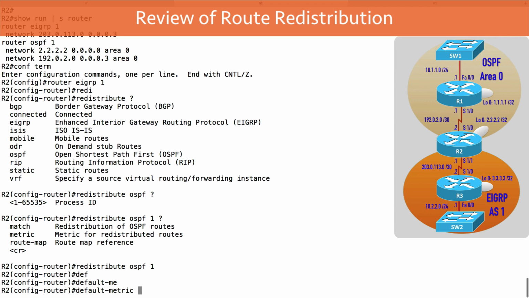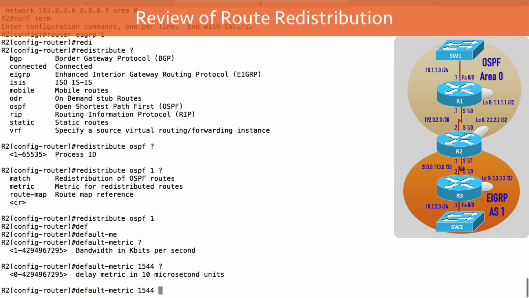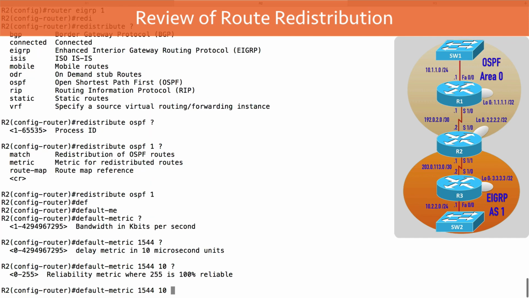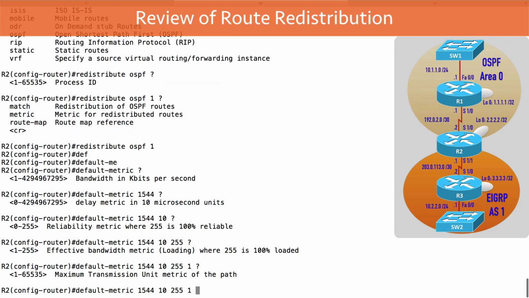But here, I'm going to say that my bandwidth, and the unit of measure is in kilobits per second, I'm going to say I've got a T1's worth of bandwidth. That's going to be 1.544 megabits per second in kilobits per second. That's 1544. I'll say that my delay is 10, and the units of measure there are in tens of microseconds. I'll say that my reliability is at 100%, 255. I'll say I'm minimally loaded with a load of 1, and my MTU is going to be the default maximum transmission unit of 1500 bytes.